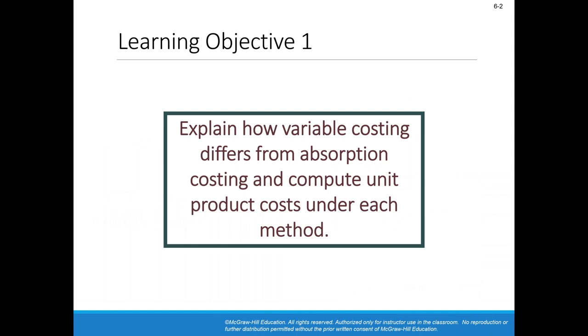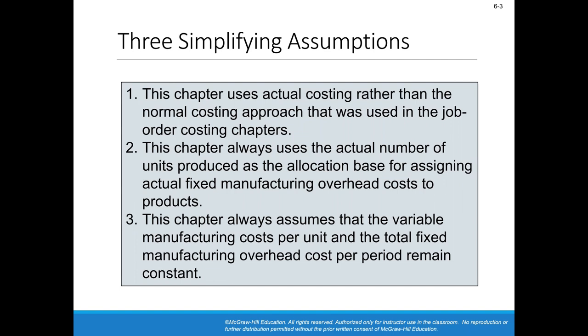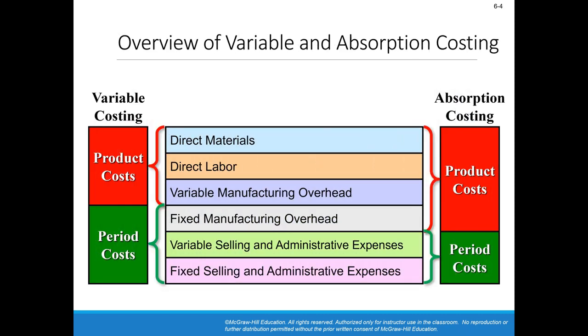All right, explain how variable costing differs from absorption costing. So we've been talking about variable costing. This chapter uses actual costing rather than the normal costing approach that was used in the job order costing chapters. This chapter always uses the actual number of units produced as the allocation base. And the chapter assumes that the variable manufacturing cost per unit and total fixed manufacturing overhead cost per period remain constant. So again, the more you produce, if your fixed costs remain constant, the lower each unit cost is.